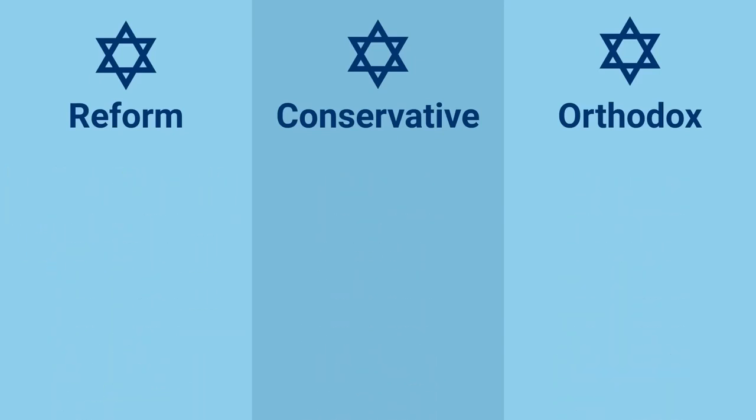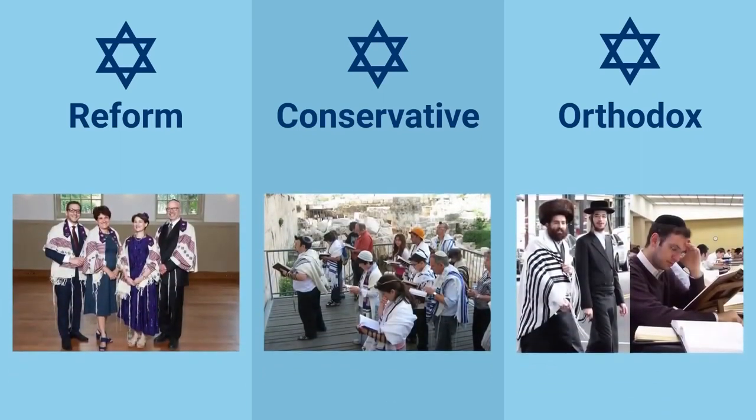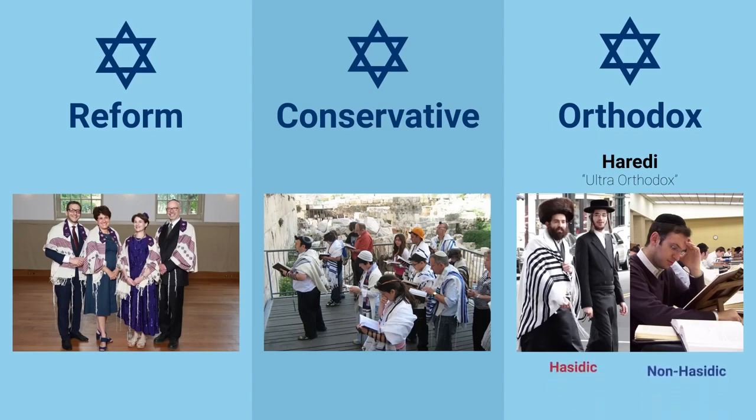Now, these may seem like some pretty big differences, but surprisingly, on the surface, these three groups can often look almost the same. The one exception to this is a subset of Orthodox Jews known as Haredi, or ultra-Orthodox. Although note that the term ultra-Orthodox is usually considered offensive. Haredi Jews can be broken down further into Hasidic and non-Hasidic. I'll explain Hasidic Judaism in more detail in a moment, but for now, note that these are the Jews that tend to be Jewish in very visible ways. They are the ones with big black hats and long side curls.